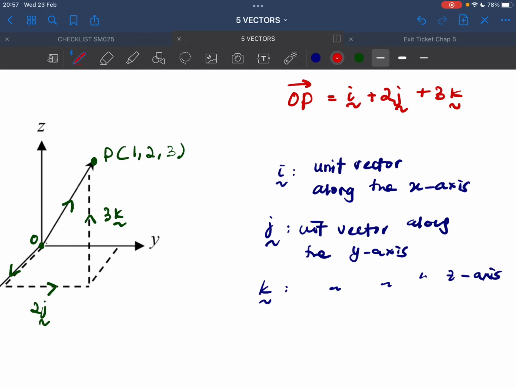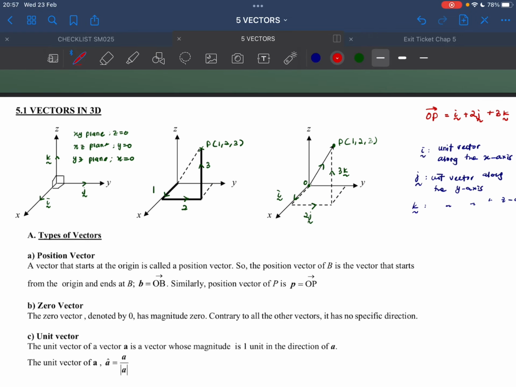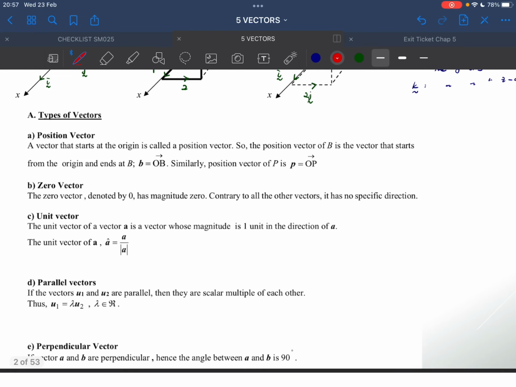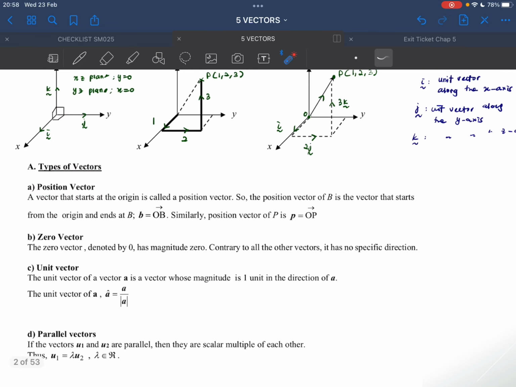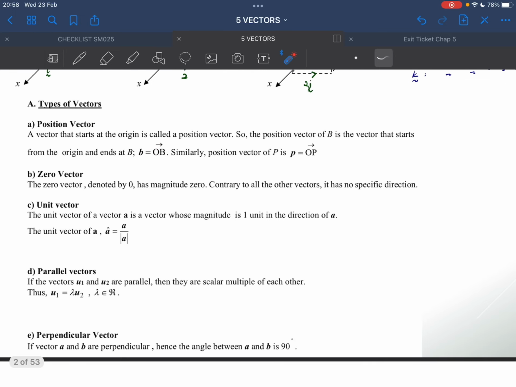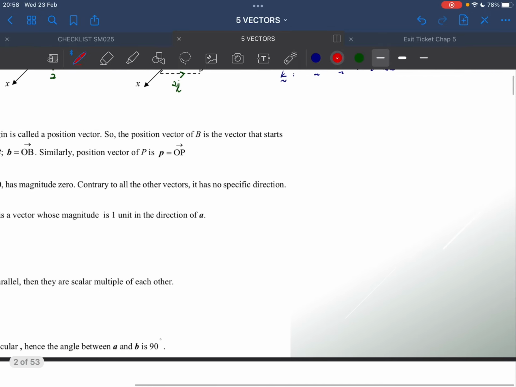So let's see more on types of vectors. That is what a vector is in an axis, in a plane, or we can say in 3 dimension. Let's see types of vectors. We have position vectors, which I mentioned earlier: a vector that starts at the origin is called a position vector. So the position vector of B is the vector that starts from the origin and ends at B. We can say OB here. This arrow here represents from O to B. This is the most important thing for vectors.